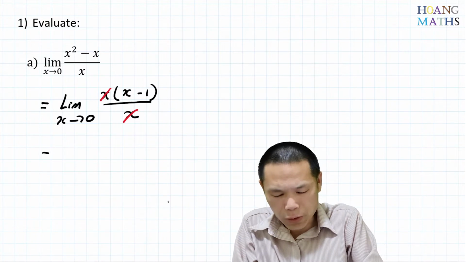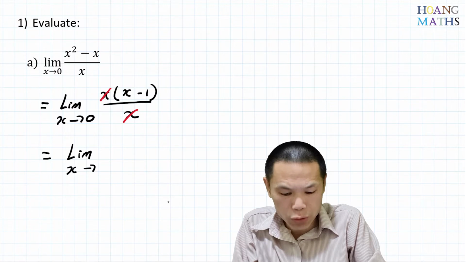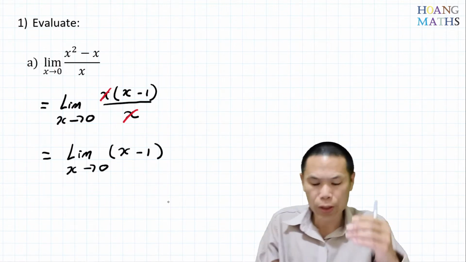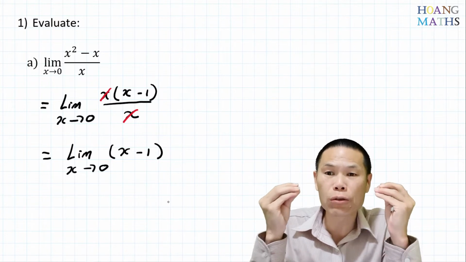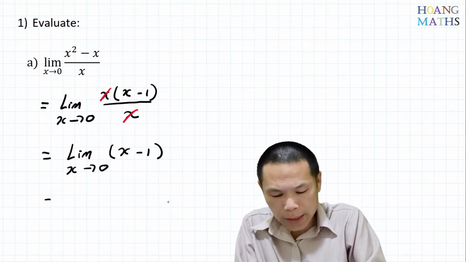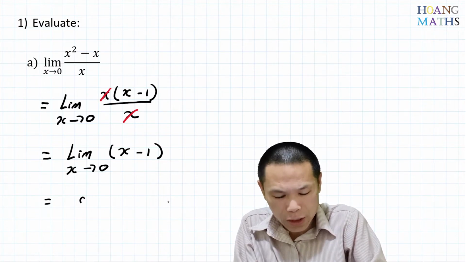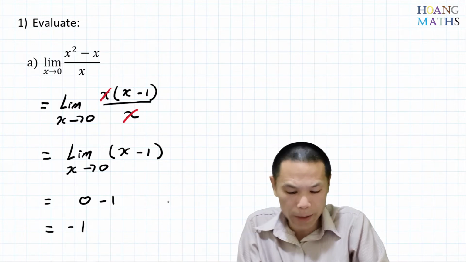So this is equal to the limit as x approaches 0 of x minus 1. Now I can just substitute the value in. So when x is equal to 0, as soon as we substitute x equals 0, the limit disappears. So 0 minus 1, the answer is -1.